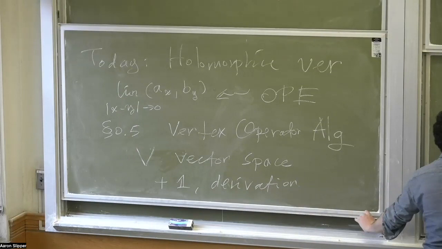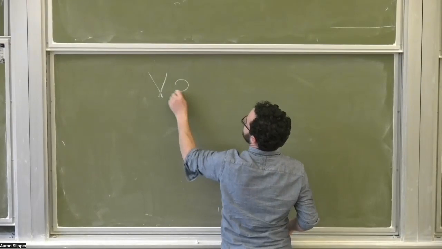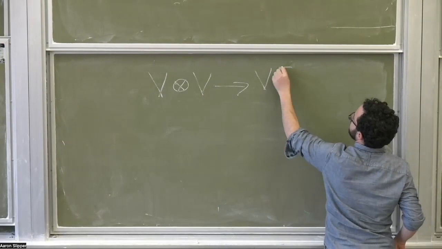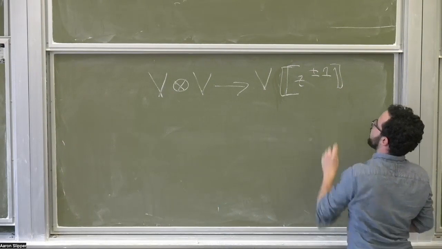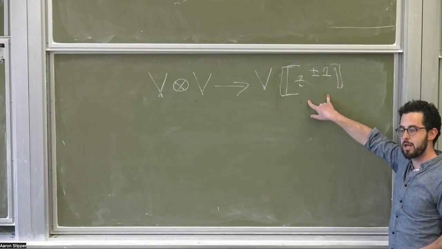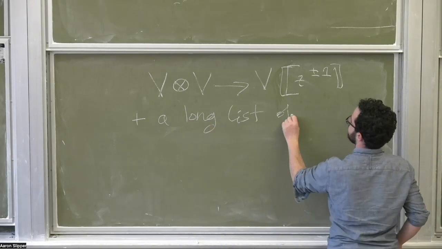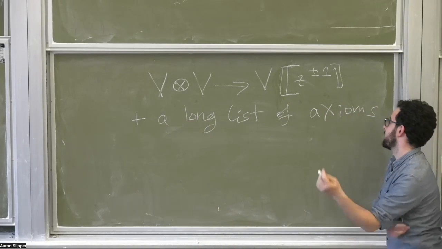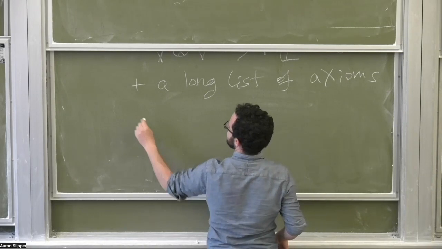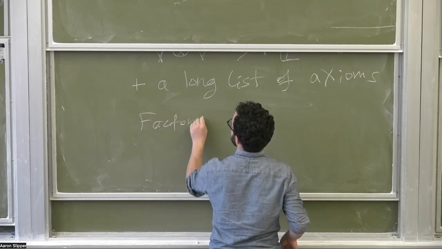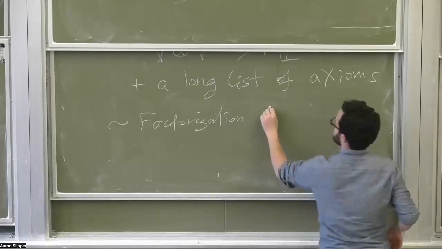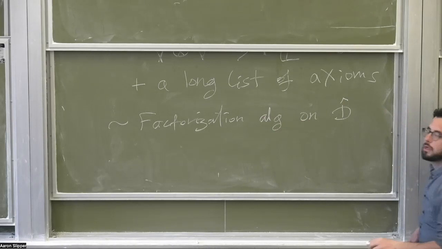and then I guess the important thing is the multiplication, so we have a map from V tensor V to V((z)). So we take two sections, and the result is supposed to be the Laurent expansion as we bring them closer to each other. There are a lot of unclear aspects. So this is supposed to be almost a factorization algebra on a formal disk. So that's a first definition.